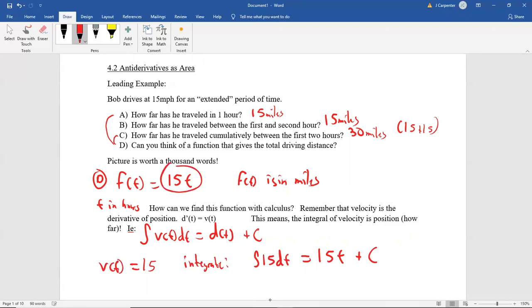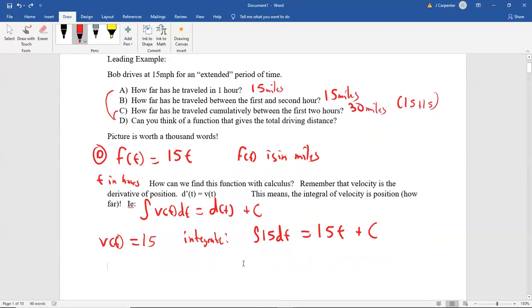Notice that this thing right here and this thing right here are the same. So that's a good sign, but what about this plus c issue? What's going on with that? So what's up with that plus c? Let's pause on that idea, and finally get to the picture is worth 1,000 words bit.